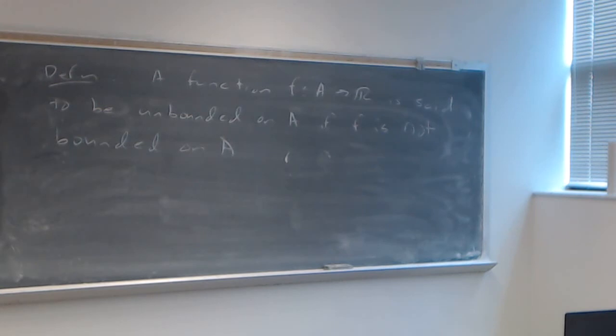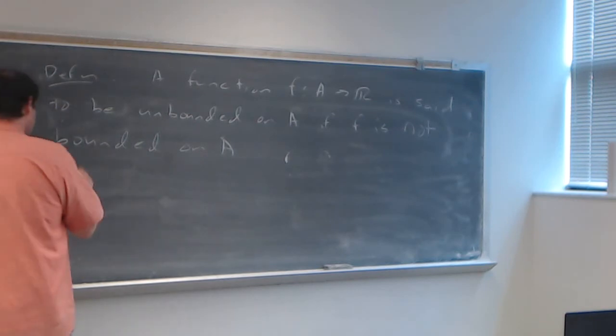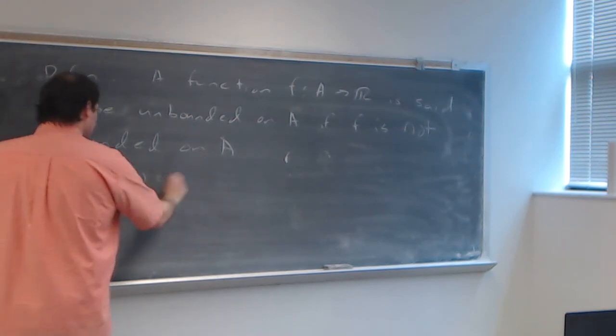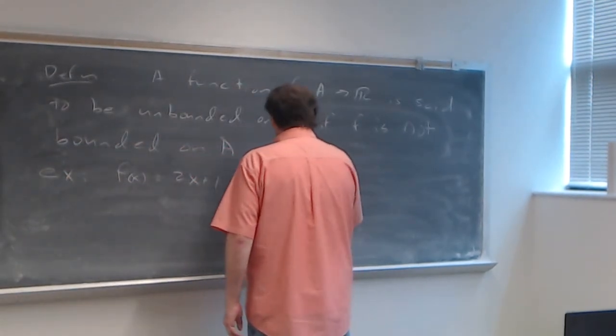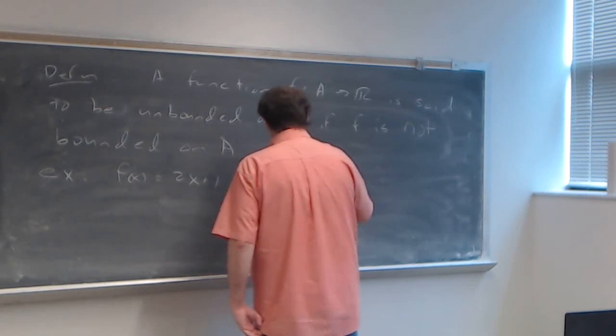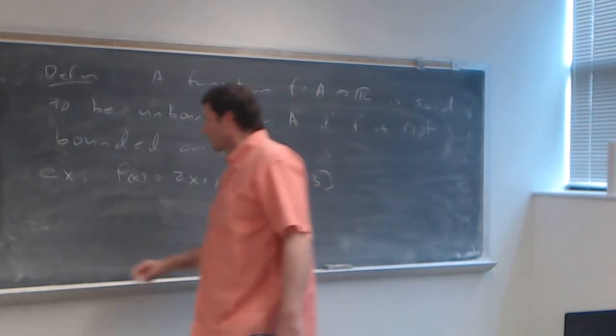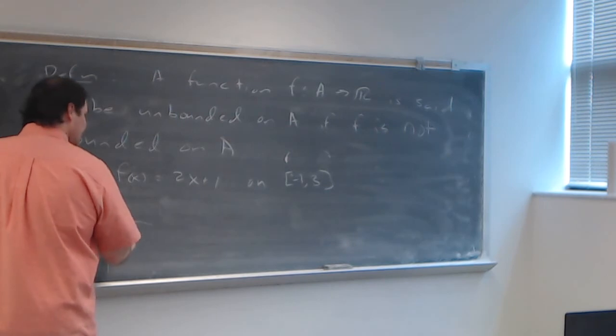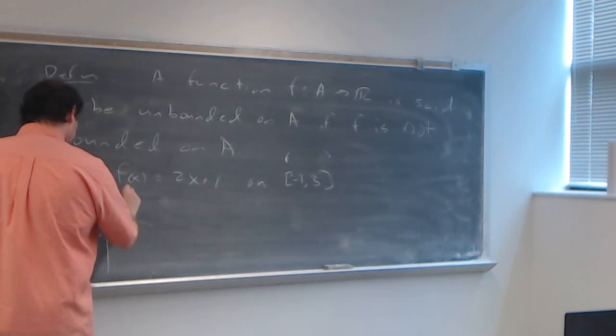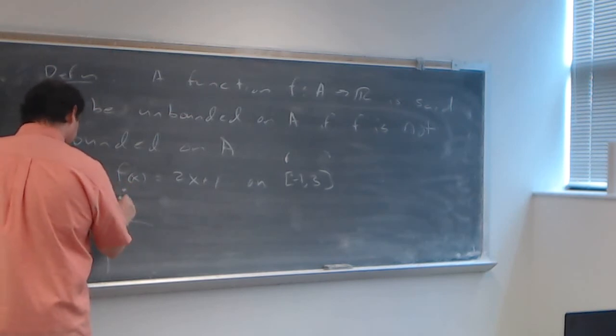All right, let's look at some examples. If I let f of x be equal to 2x plus 1, we'll just look at it from minus 1 to, let's say, 3. So what does this graph look like? At minus 1, I'm down to minus 1. And at 3, we've got 7. This is the function I'm looking at.